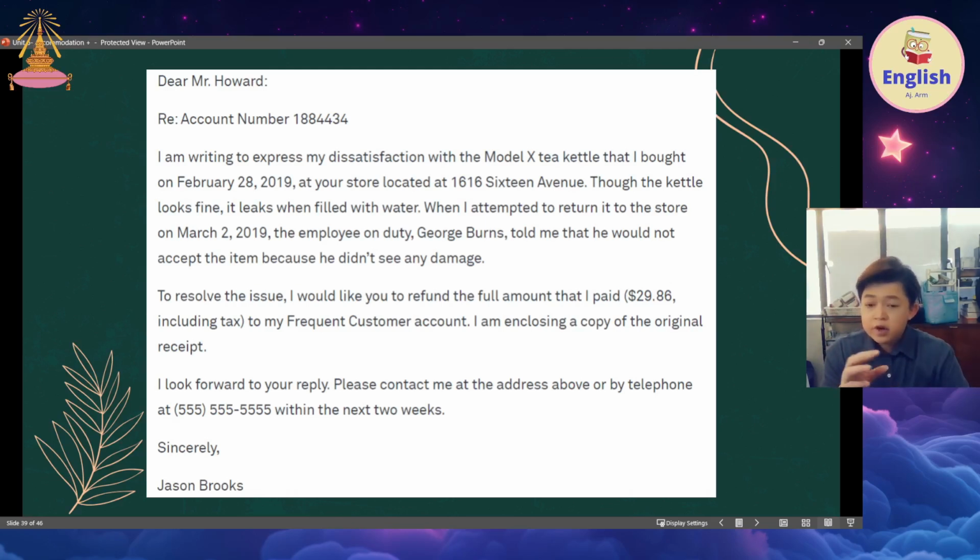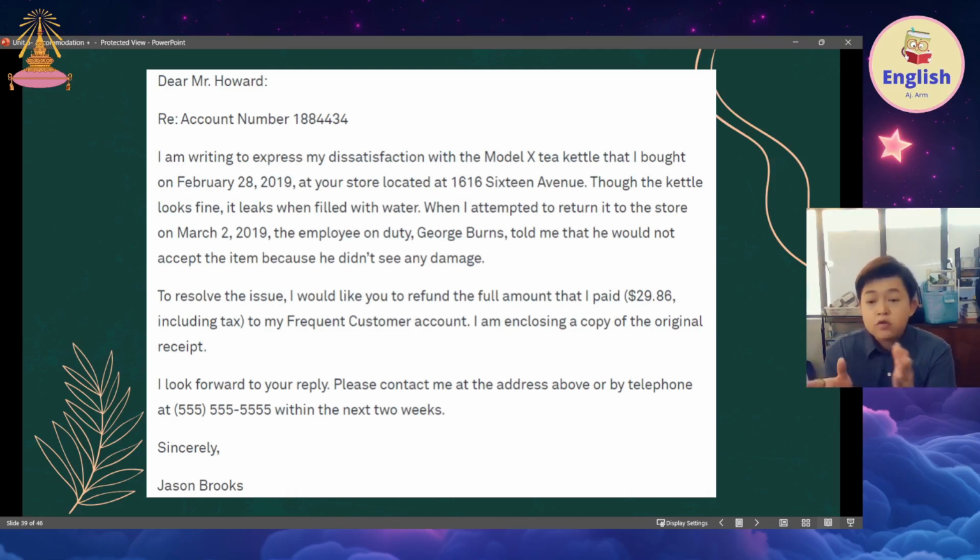Then the first paragraph is the introduction. The second paragraph is the first problem or issue. The third paragraph is the second issue. The fourth paragraph is the third issue. No matter how many paragraphs you have, the last paragraph should be the conclusion, and you need to end with a logical and beautiful statement.